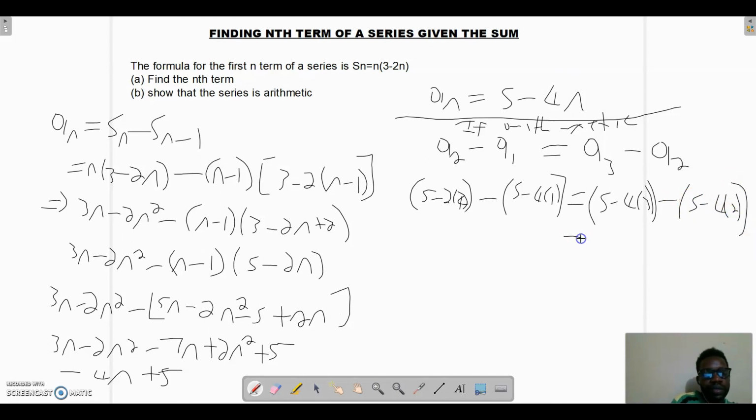So if both sides are equal, then I know for sure that the series is arithmetic, and whatever value I get on both sides will definitely be the common difference. That is important. Let's put this into our calculators. On the left, I get minus 4, and on the right, I get minus 4. So I know for sure that this series is arithmetic, and my common difference is minus 4, because when we subtract two consecutive terms, we get a common difference.